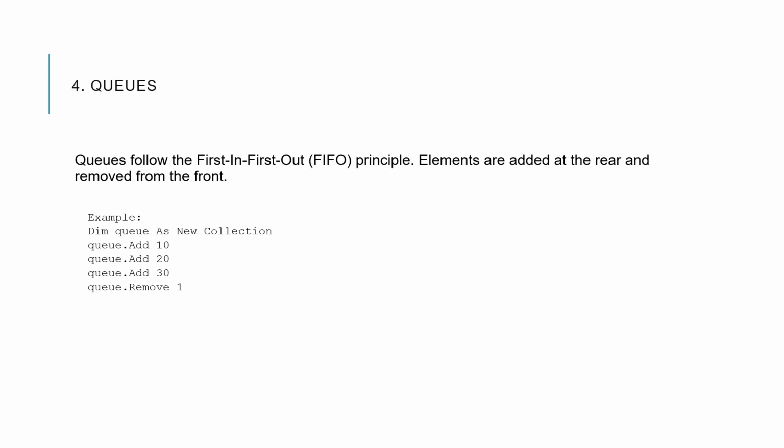Queues are akin to waiting in line. People are served based on their arrival order. In programming, they help us prioritize tasks or process items systematically. Imagine customers at a checkout. The first to line up is the first to be served.